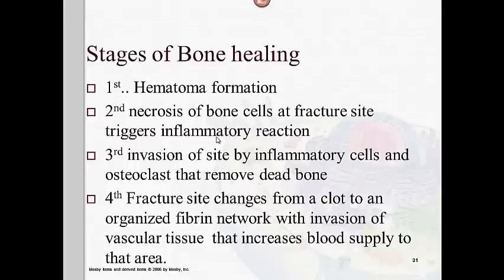In the stages of healing, when a bone is broken, the periosteum and the blood vessels in the cortex and the marrow surrounding the soft tissue are disrupted. So bleeding occurs, and therefore there is a formation of a clot, which is the hematoma, within the medullary canal. The bone tissue immediately adjacent to the fracture dies and forms necrotic tissue.